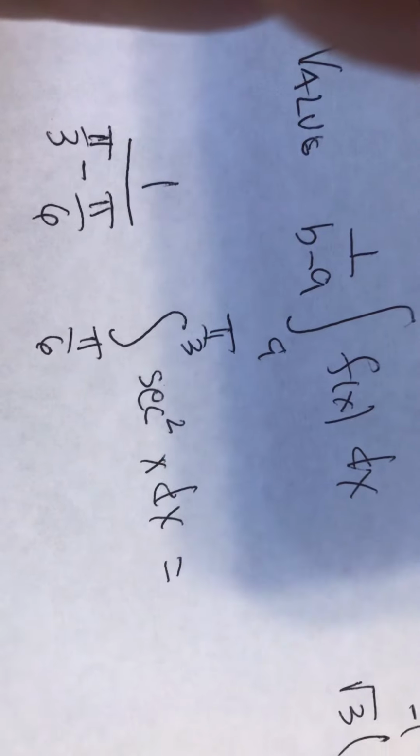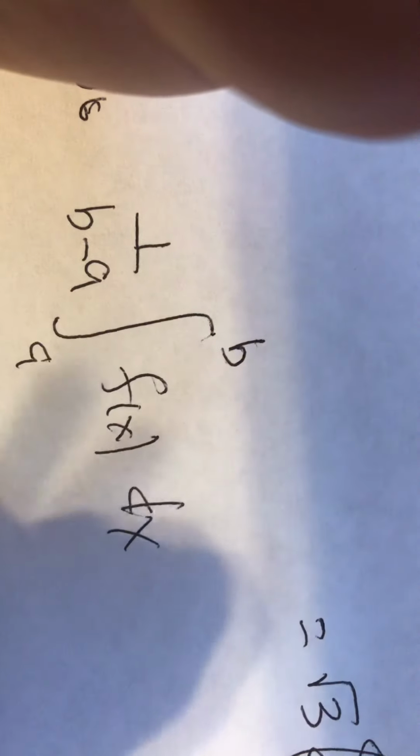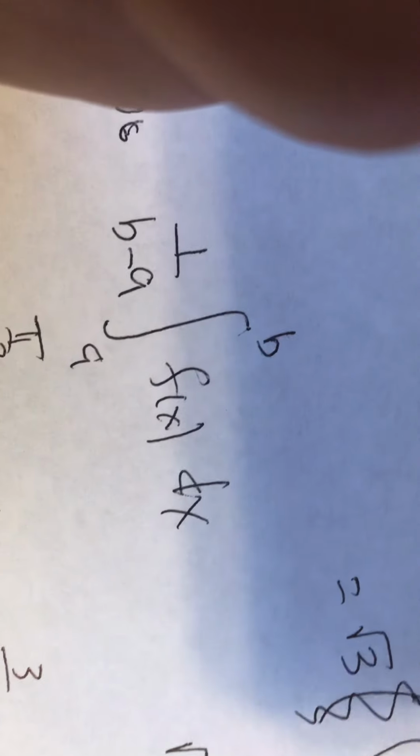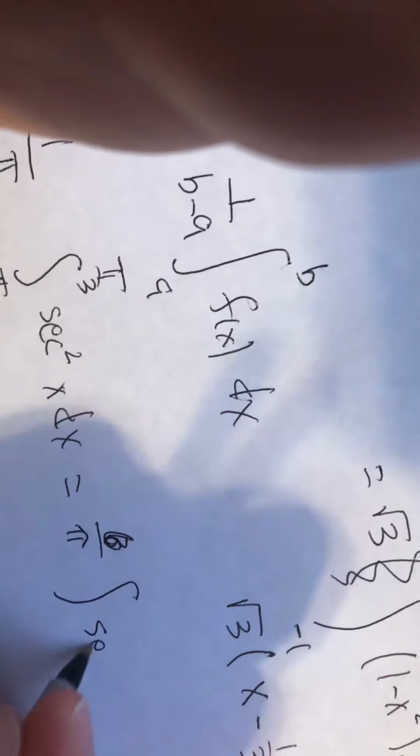So if I subtract pi over 6 from pi over 3, I get pi over 6, and 1 over pi over 6 is 6 over pi, right? I'm such a boo-boo head. So this becomes 6 over pi times the integral of secant squared from pi over 6 to pi over 3.